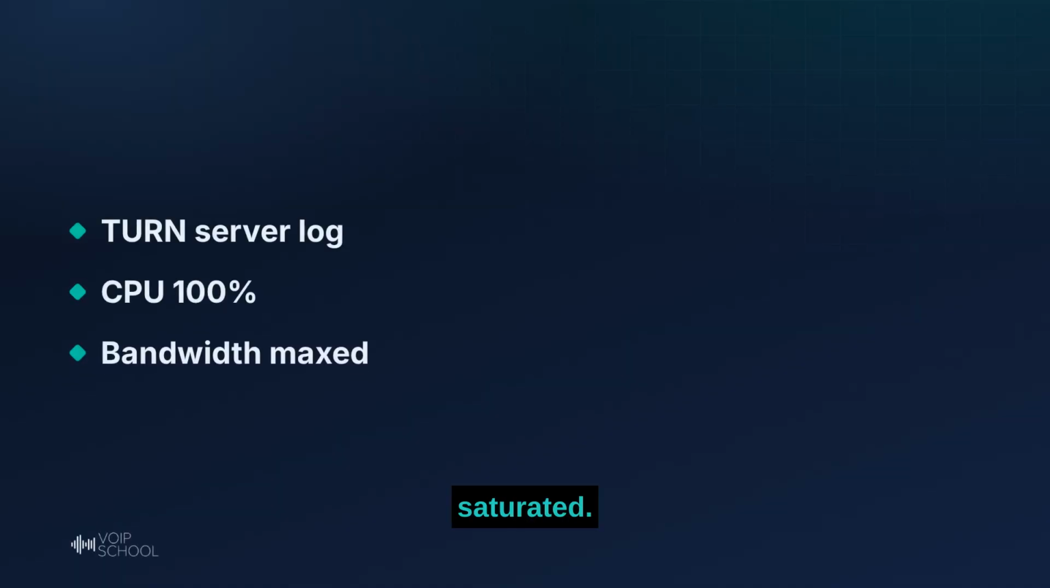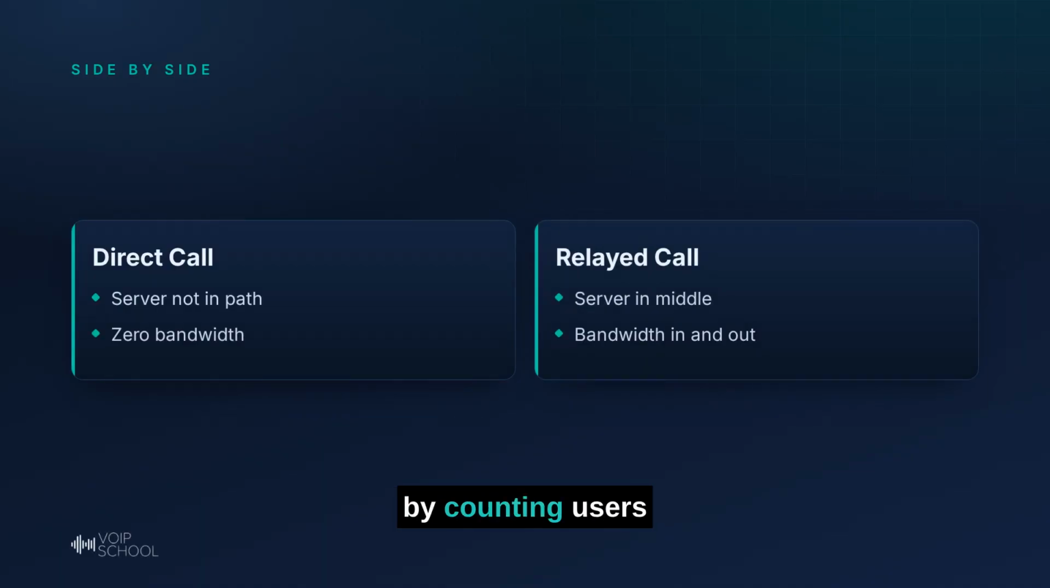Your TURN server is saturated. The full sizing math is on VoIP School, but here is the core failure. You sized the server by counting users and assuming most calls go direct. A direct call costs you nothing in bandwidth. A relayed call puts your server in the middle and costs you bandwidth twice, once in, once out.